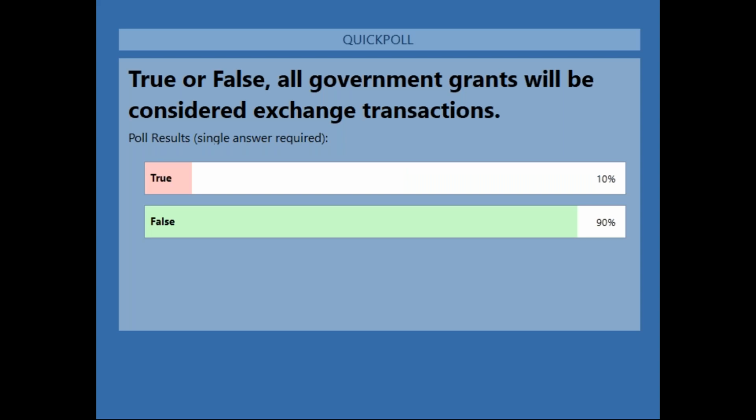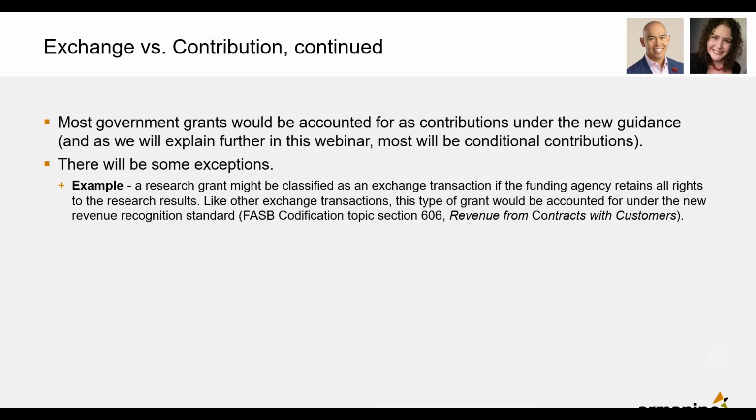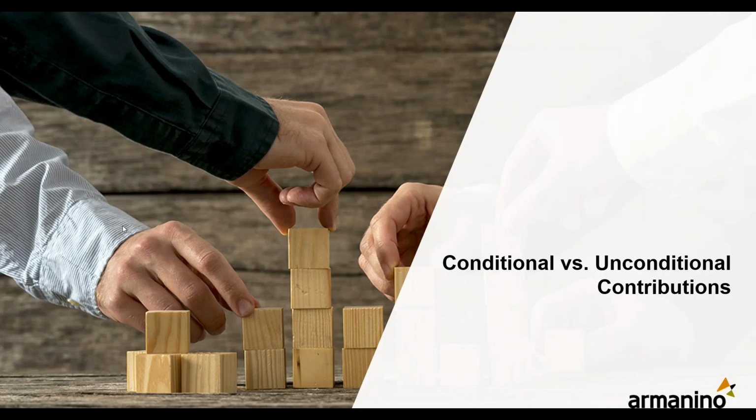So most government grants would be accounted for as contributions. However, there are some instances where they might be exchange transactions. And even if they're accounted for as contributions, they might be conditional. They might be. And that brings us back to Stacy.